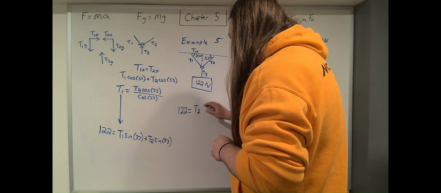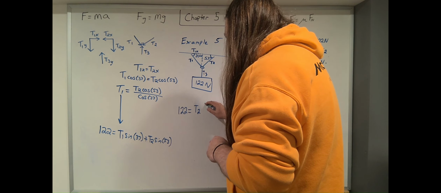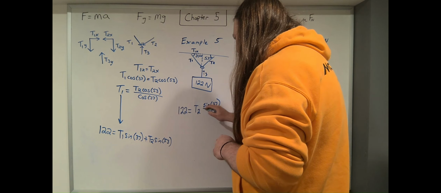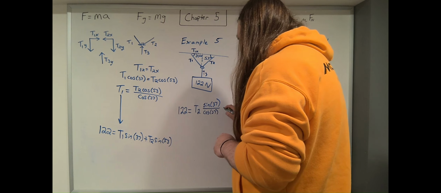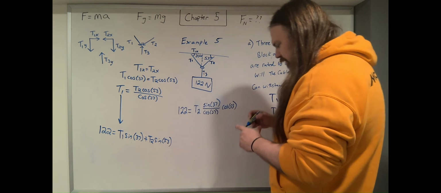T2 times the sine of 37 over the cosine of 37 times the cosine of 53. Okay, so hopefully that makes sense.